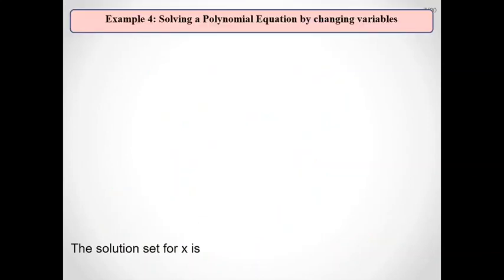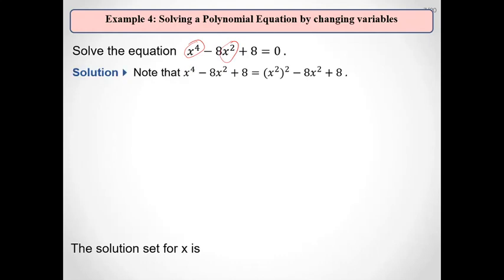Okay, let's look at this problem. Sometimes we use change of variables, and this question is one of them. Can we factor it? It's not easy. But one thing we can see is x to the 4th and x squared. One is the square of the other. So you see, x to the 4th we can write as x squared, squared.